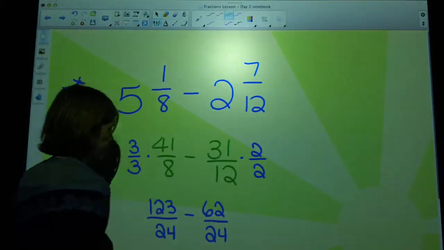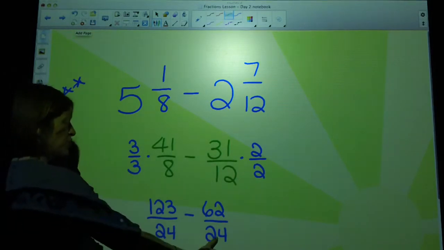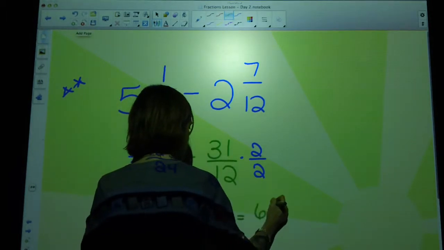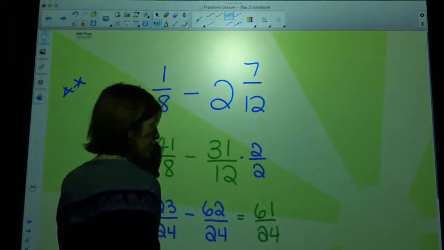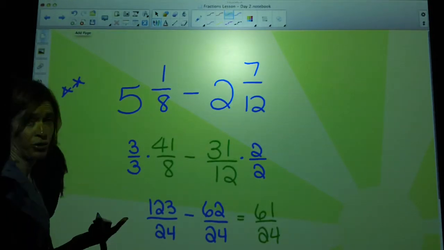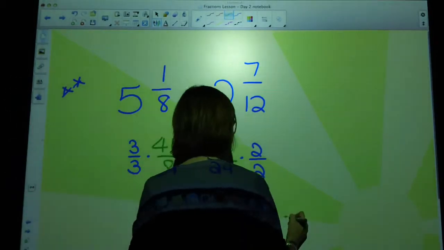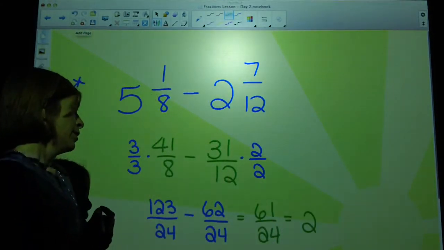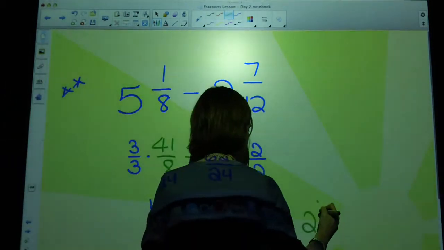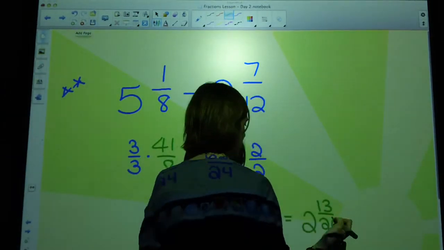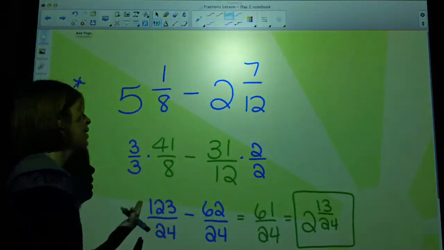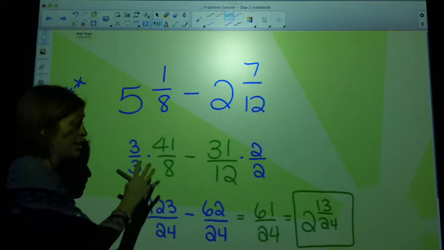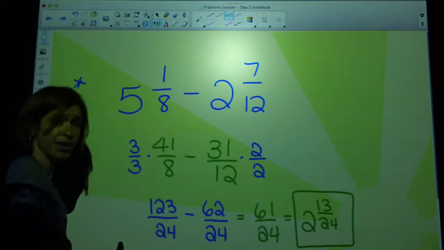All right, so now the denominators are the same, so 123 minus 62, I believe, is 61, so 61 over 24, okay? All right, so then you turn it back into a mixed number. So 24 goes into 61 2 times, that's 48, right? And then you're left with 13, I believe, 13 over 24. Okay, so 2 and 13 over 24. So again, when doing subtraction with mixed numbers, the easiest way to do it is to turn it into an improper fraction, find your common denominator, and then subtract.